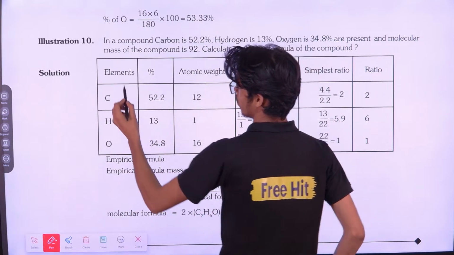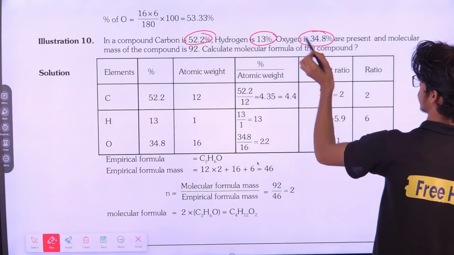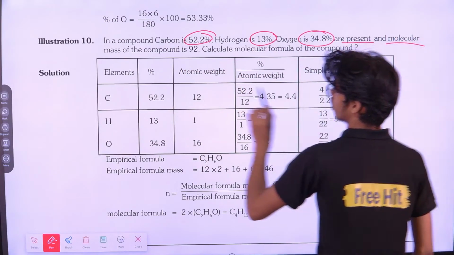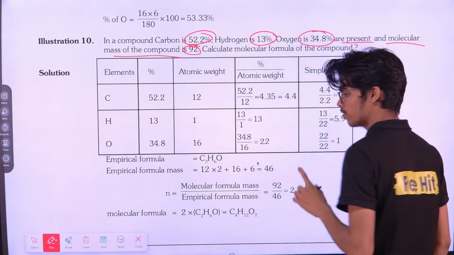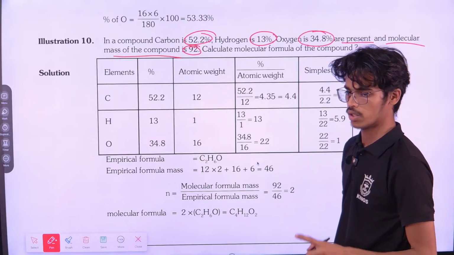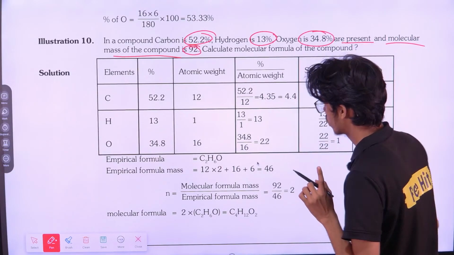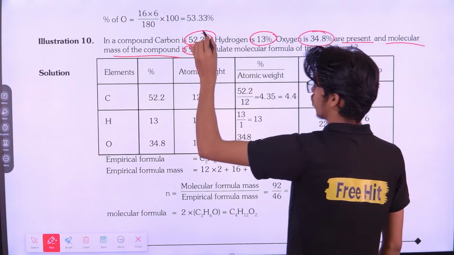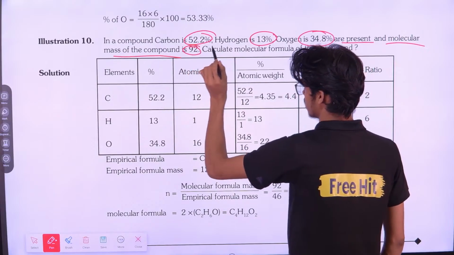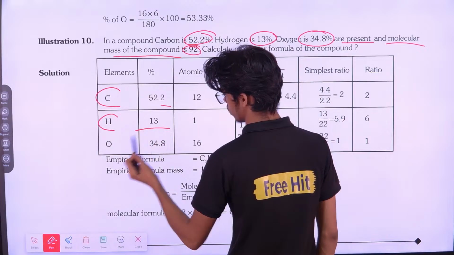See, in a compound, carbon is this much, hydrogen is this much, and oxygen is this much, and the molecular mass of the compound is 92. So you are given the molecular mass, okay. If you are not given the molecular mass, you cannot find out the molecular formula. You can only find out the empirical formula from these 3 data, but if you want to find the molecular formula, this data is needed. Now carbon is this much percentage, hydrogen this much, and oxygen this much.